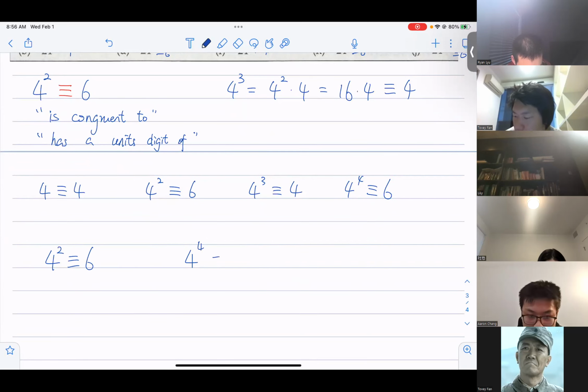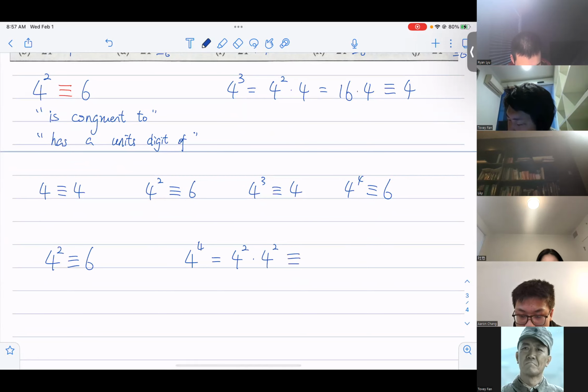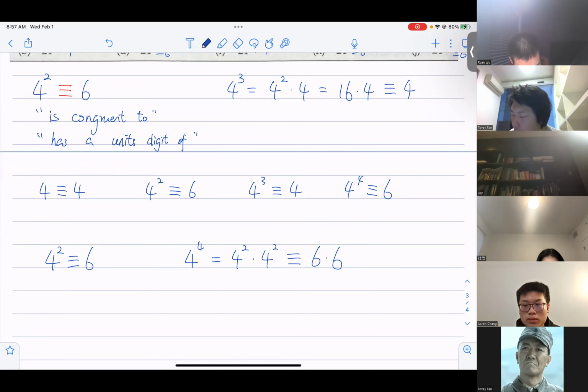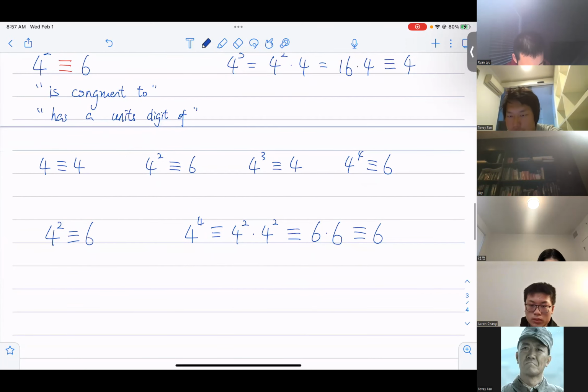Then 4 to the 4th, you could say, is first equal to 4 squared times 4 squared. And then it is congruent to, 4 squared is congruent to 6, right? So 6, and another 4 squared is also 6. And 6 times 6 has a unit digit of 6. You see, you can use congruent throughout. And even for the first one, you can use congruent, doesn't matter, because they have the same unit digit, right? They are actually equal. Okay, try to make a note here.